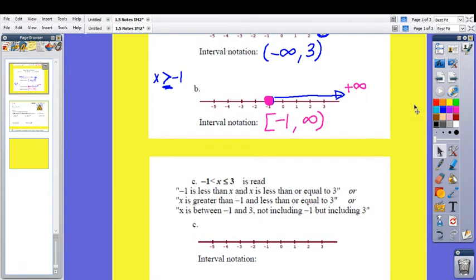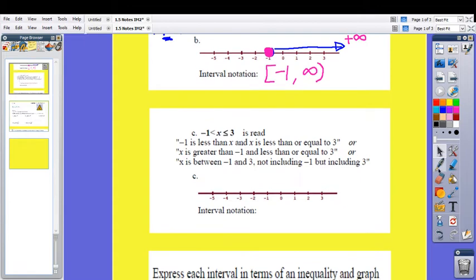Okay, let's do the next one. This is how you read it: -1 is less than x, and x is less than or equal to 3. Or this is how I read it: x is more than -1 but less than or equal to 3.